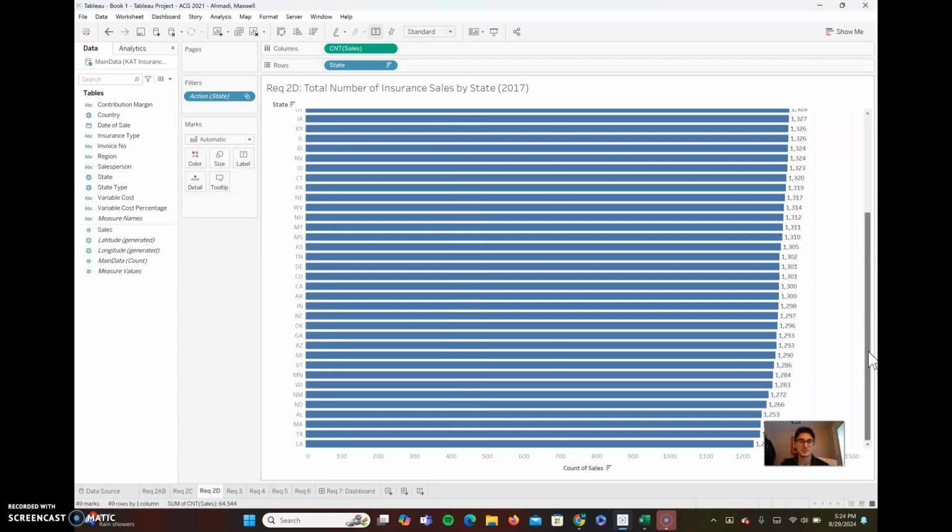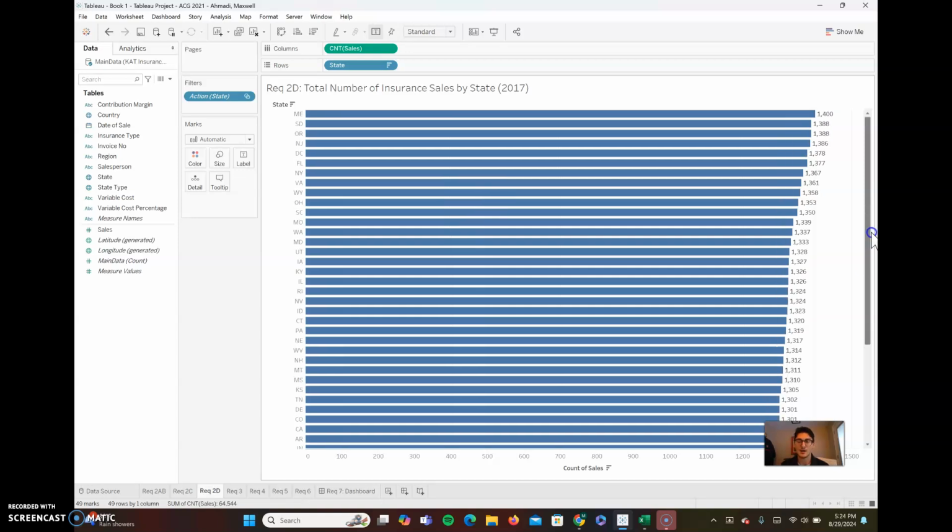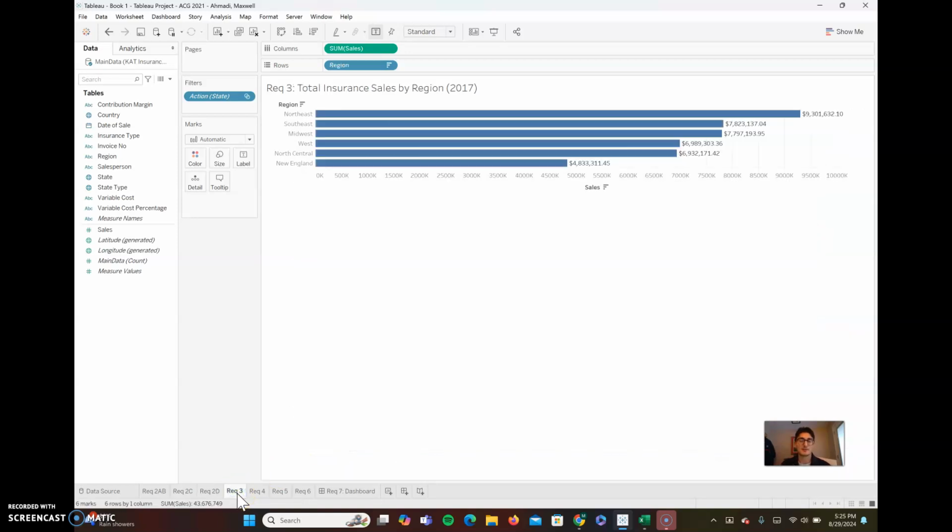So unique to see that the top and bottom leaders and non-leaders in total insurance sales are only separated by about 170 sales for the year, showing that there is a lot of competition going on in total sales. But as we analyze further, let's continue to see how this rolls. In requirement 3, we're asked to break down total insurance sales by region in 2017.